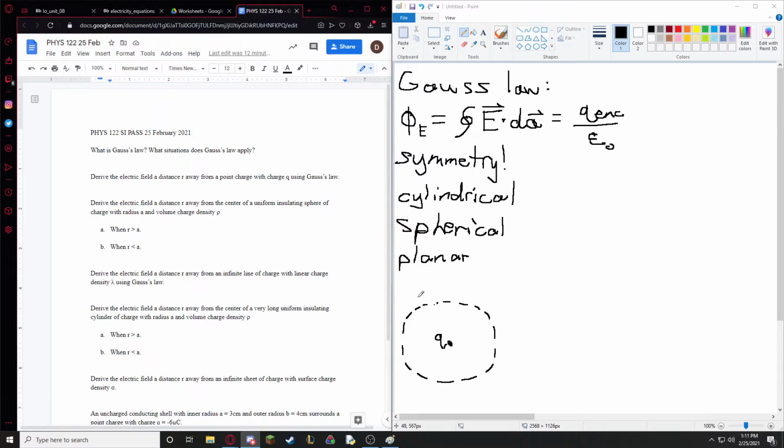So we have our Gaussian surface. We can sort of imagine an invisible sphere surrounding the point charge, and it has our radius r. So that's our Gaussian surface. So now we know what the enclosed charge is. Q enclosed is just Q. So how do we go ahead and solve this integral? The integral of E dot dA.